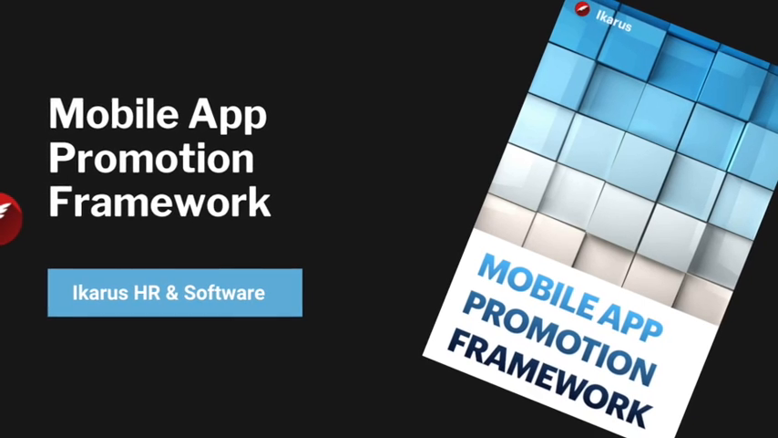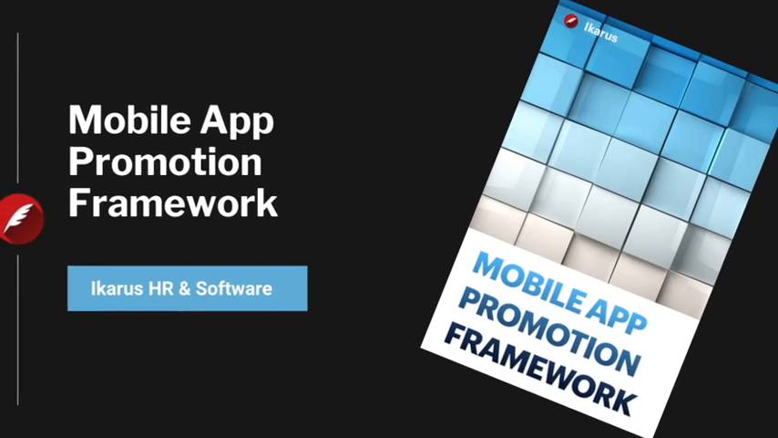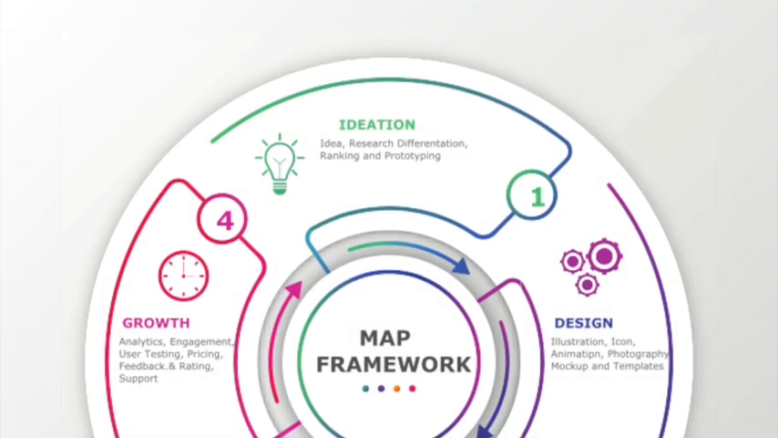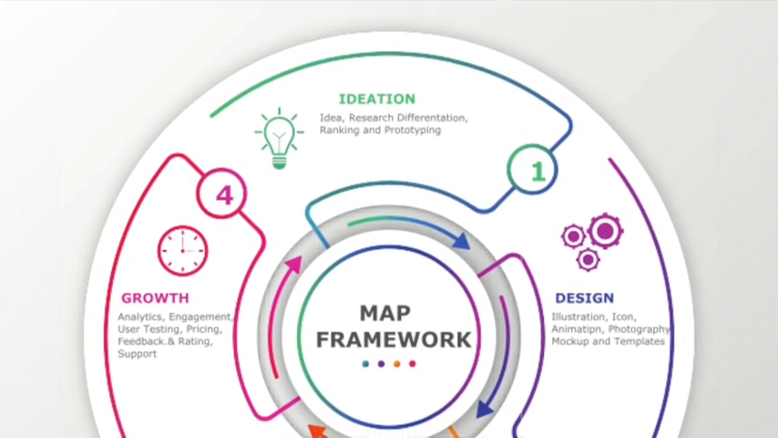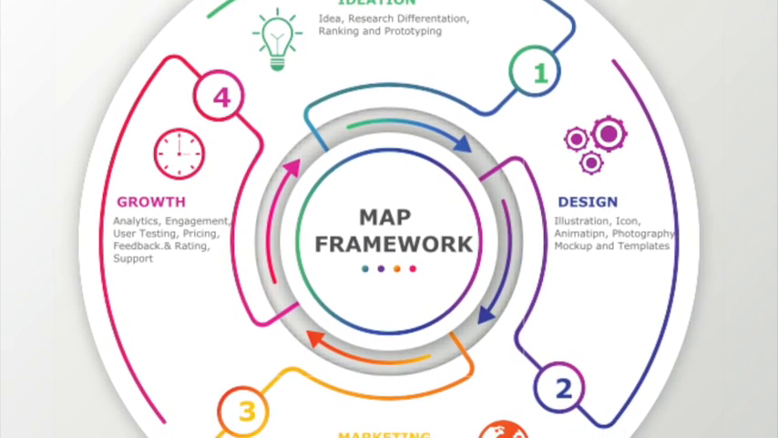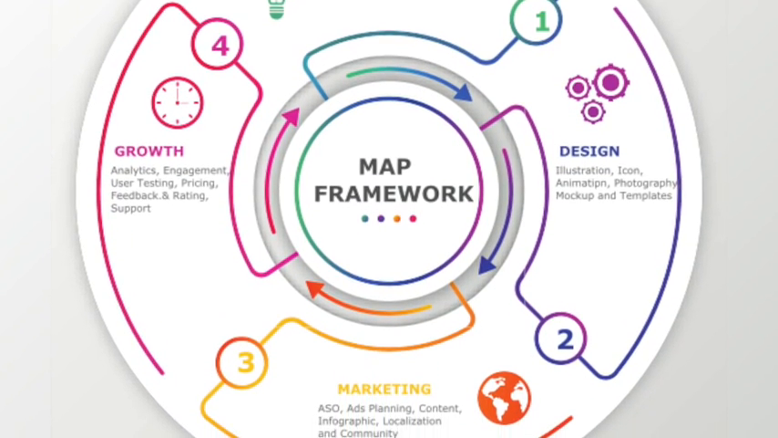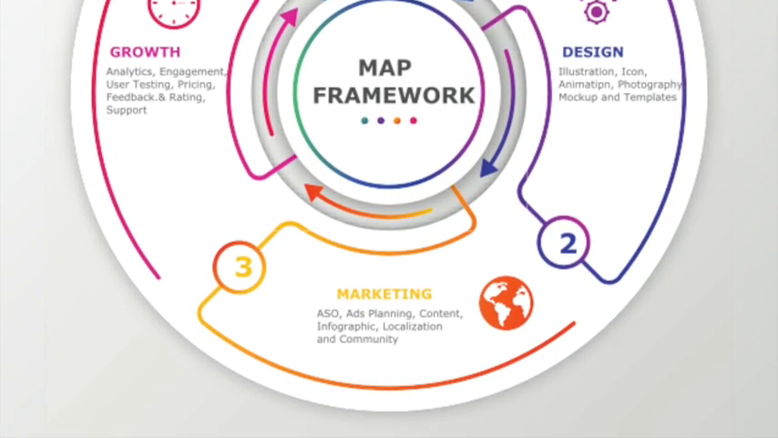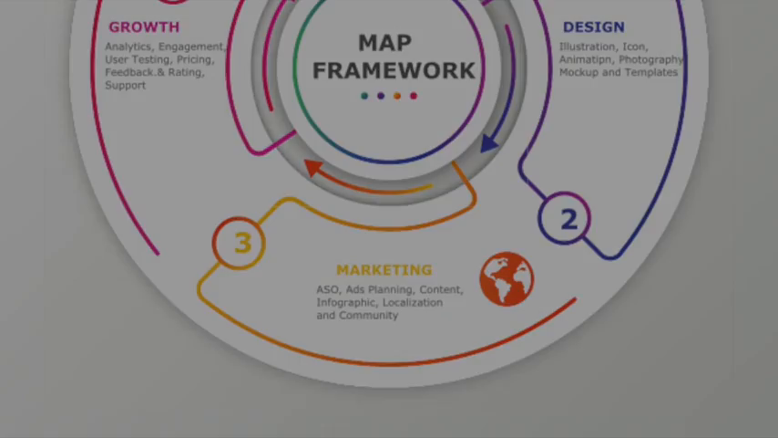This is a short story and a reference video that can be used as a checklist for promoting mobile apps. Mobile App Promotion Map Framework is a guideline which defines the product promotion steps, ideation, design, marketing and growth, with trending tools and resources that will take more than 80 hours for you to collect and discover.